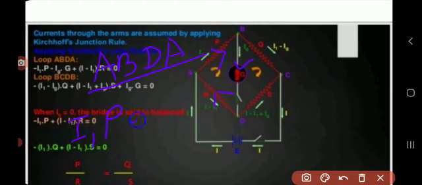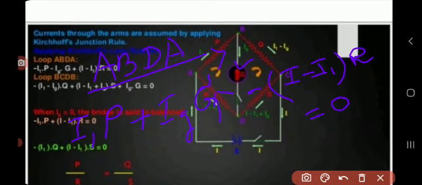Same as the direction of current. So the product of current and resistance is taken positive. Again we move from B to A, but you see the direction of current is different over here, opposite. So the product of current and resistance is taken negative. So it is minus (I minus I1) into R. And as per Kirchhoff's second law, the sum of the product of current and resistance is 0.